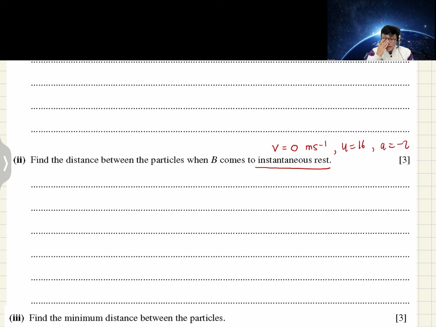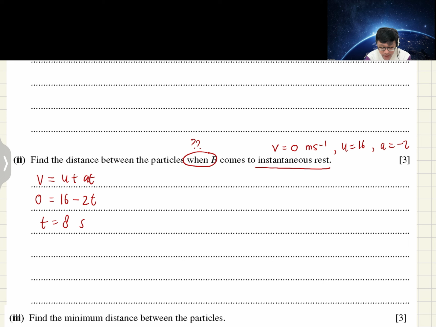Now, let's find the time when it comes to rest. We have the first formula, v equals u plus at. V is 0, u is 16, minus 2 times time. So time equals 8 seconds. So when it comes to instantaneous rest, it's 8 seconds.